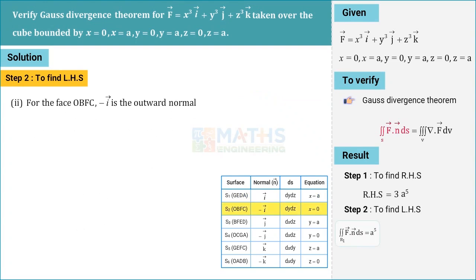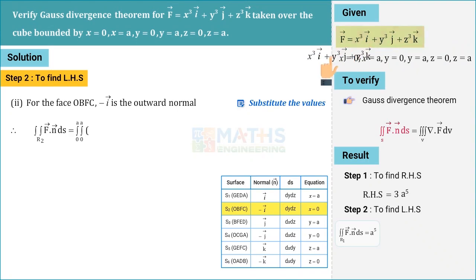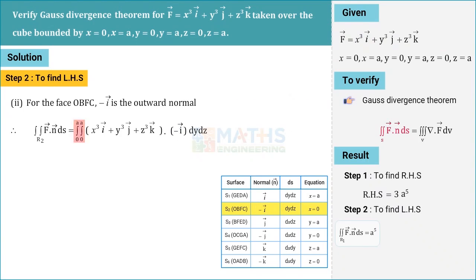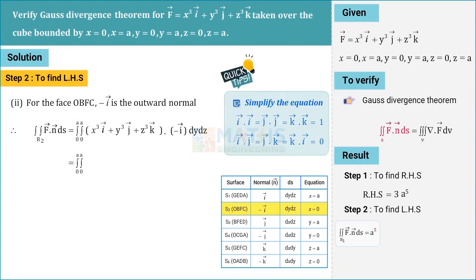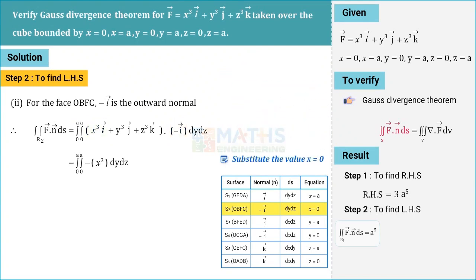Now let us consider the second surface. Here the outward normal is minus i vector. We start from the definition. We substitute the F vector value, n vector value and dS value. Here the limits are y varies from 0 to a and z varies from 0 to a. We apply dot product; for this we multiply the ith components together. We get minus x cube. The remaining terms become 0. Here, what is the x value? x is equal to 0. We replace that and we get the integral value as 0.